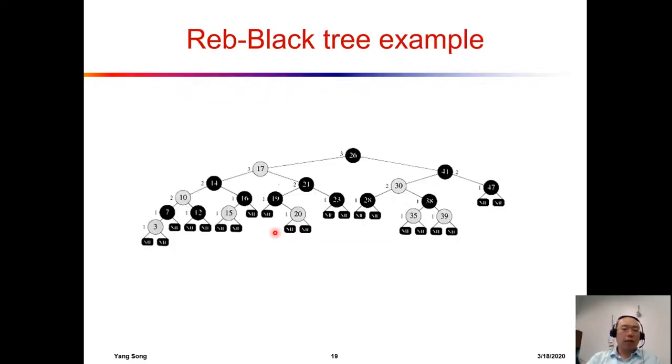Okay, so let's see the example again. Let's try to find a red node. For example, 17 here. Since that is a red node, it guarantees that both of its direct children, which are 14 and 21, are black. And for example, 35 is a red node, and both of its children are black.